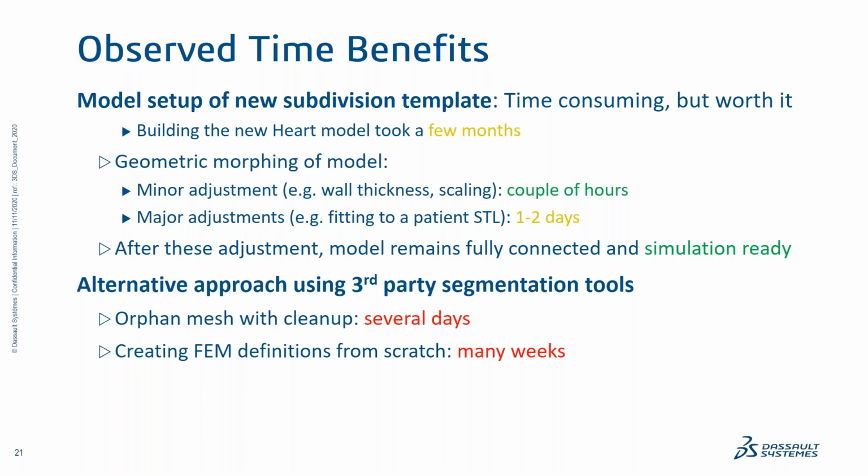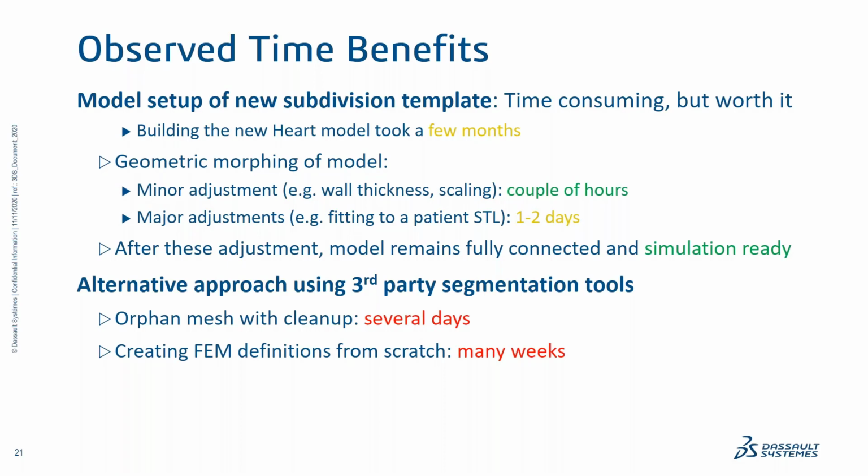things like that, it's a couple of hours to get a new simulation model. For major adjustments like fitting to an STL and getting it exactly in, that's about 1 to 2 days worth of turnaround time. And so it's very quick to do these minor adjustments and have your model fully connected and simulation ready. The approach that we were using in the past, it was several days to just get an orphan mesh with a cleaned up FEM mesh that was ready to go. And to have all those FEM definitions redefined and reconnected, that was many weeks of effort to get those reconnected and reattached if we were using those third-party tools.